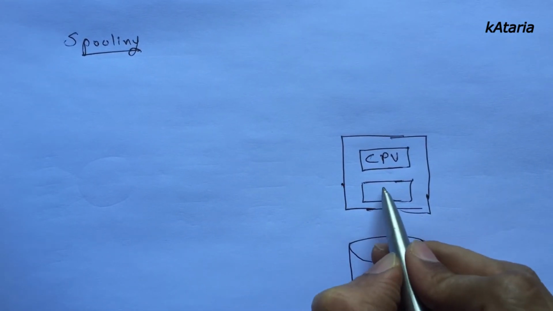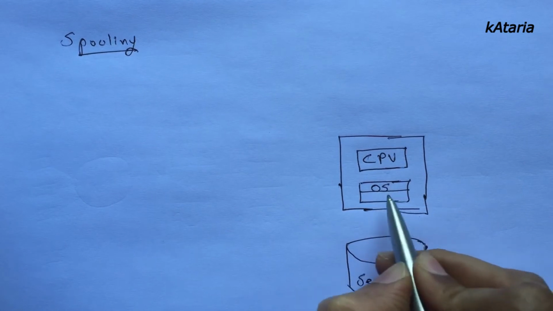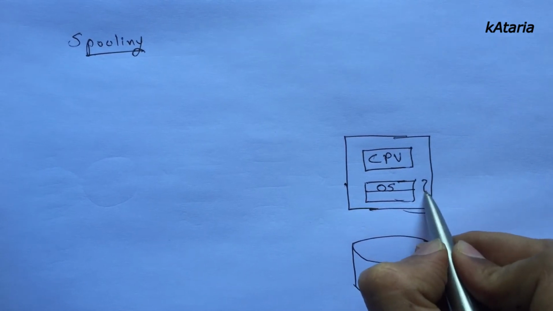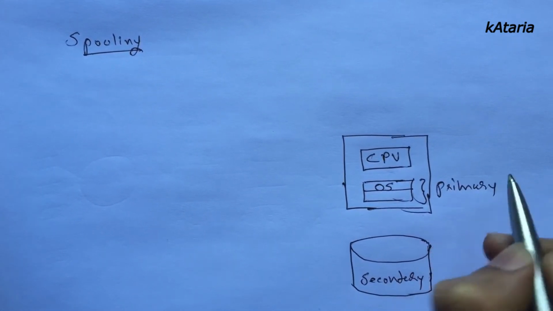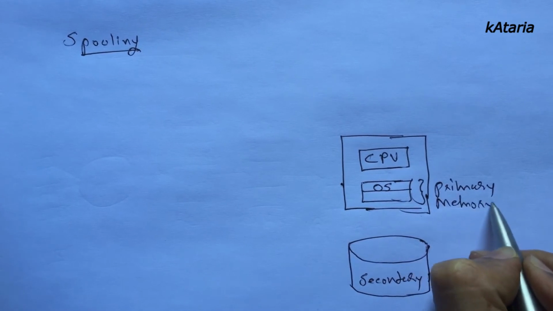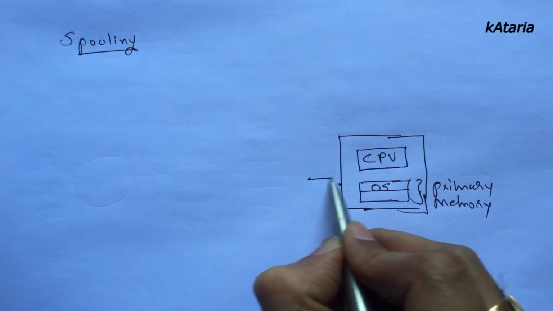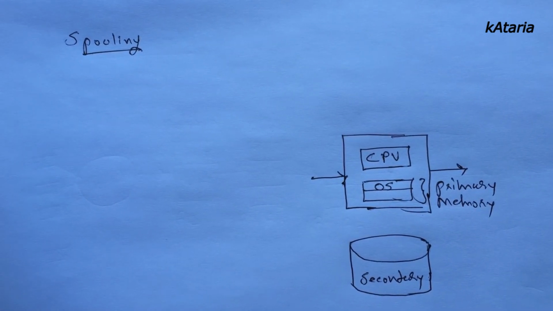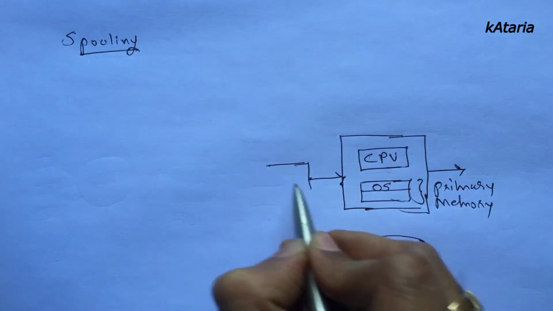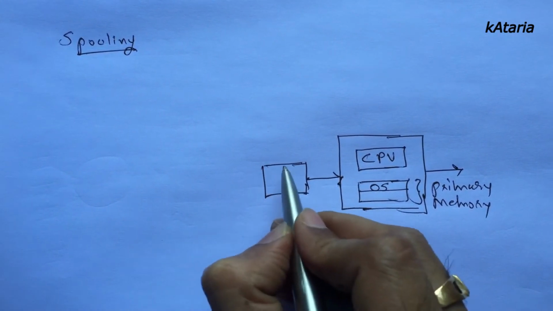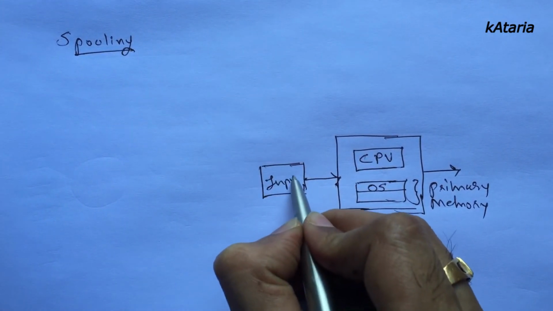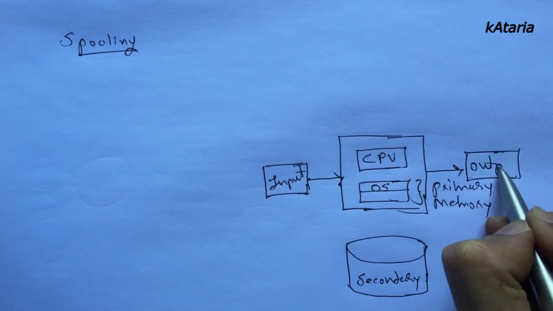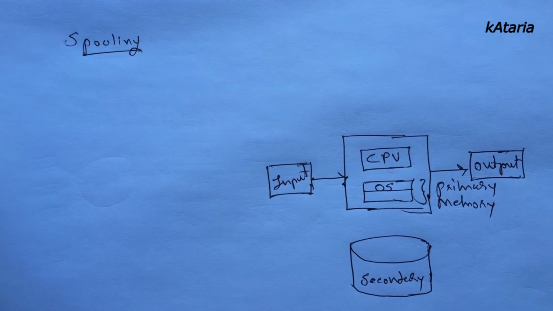Now in terms of primary memory, we can load the OS or we can load a number of programs here. So it is our primary memory. Now in form of input and output, here there are a number of input devices and here there are output devices.